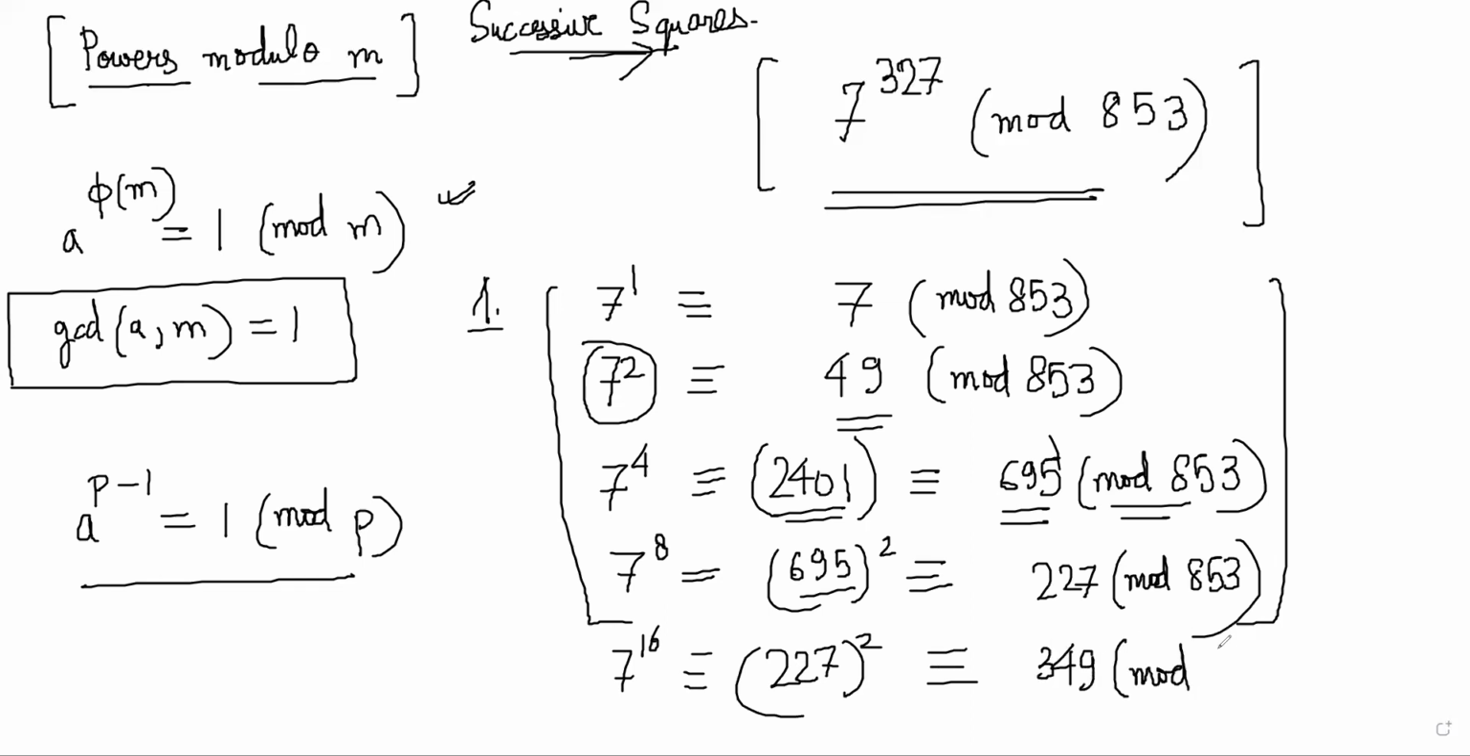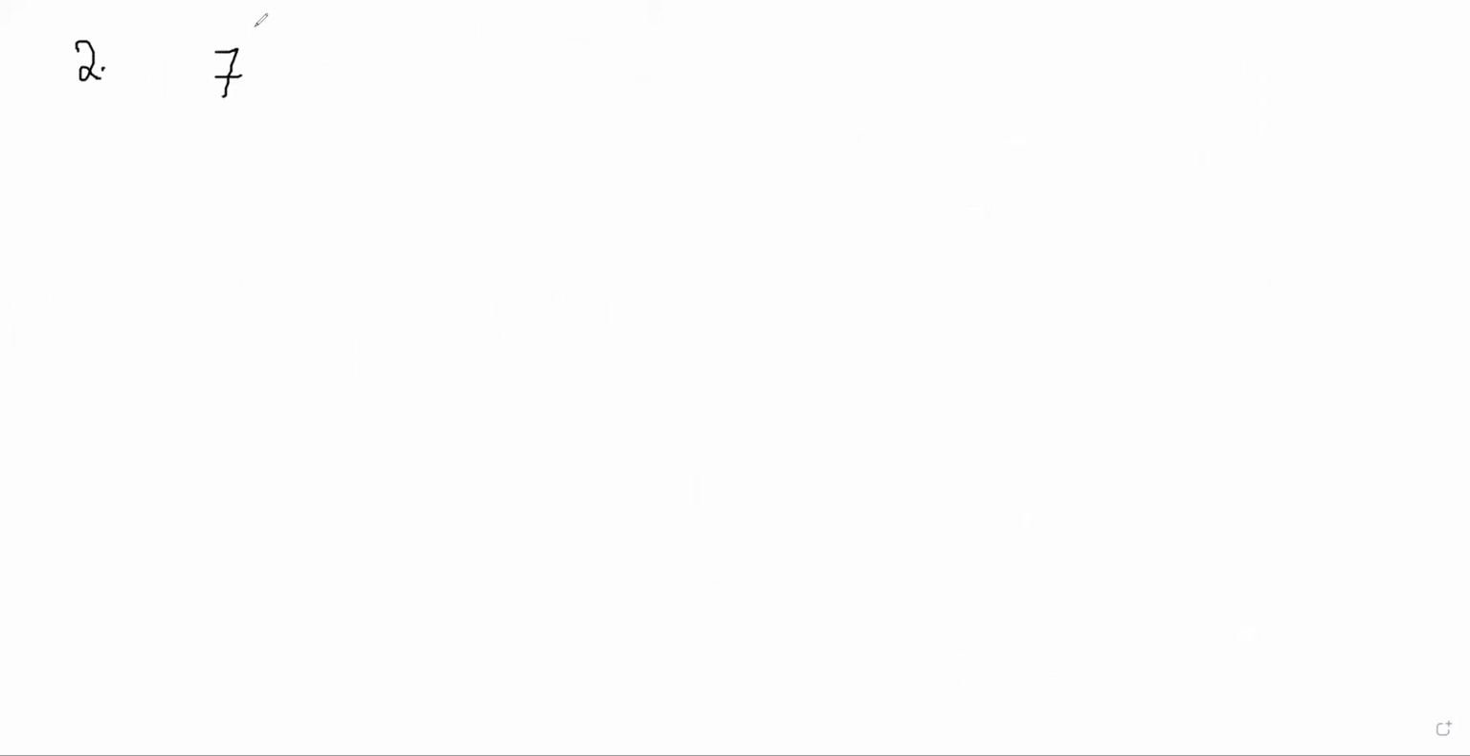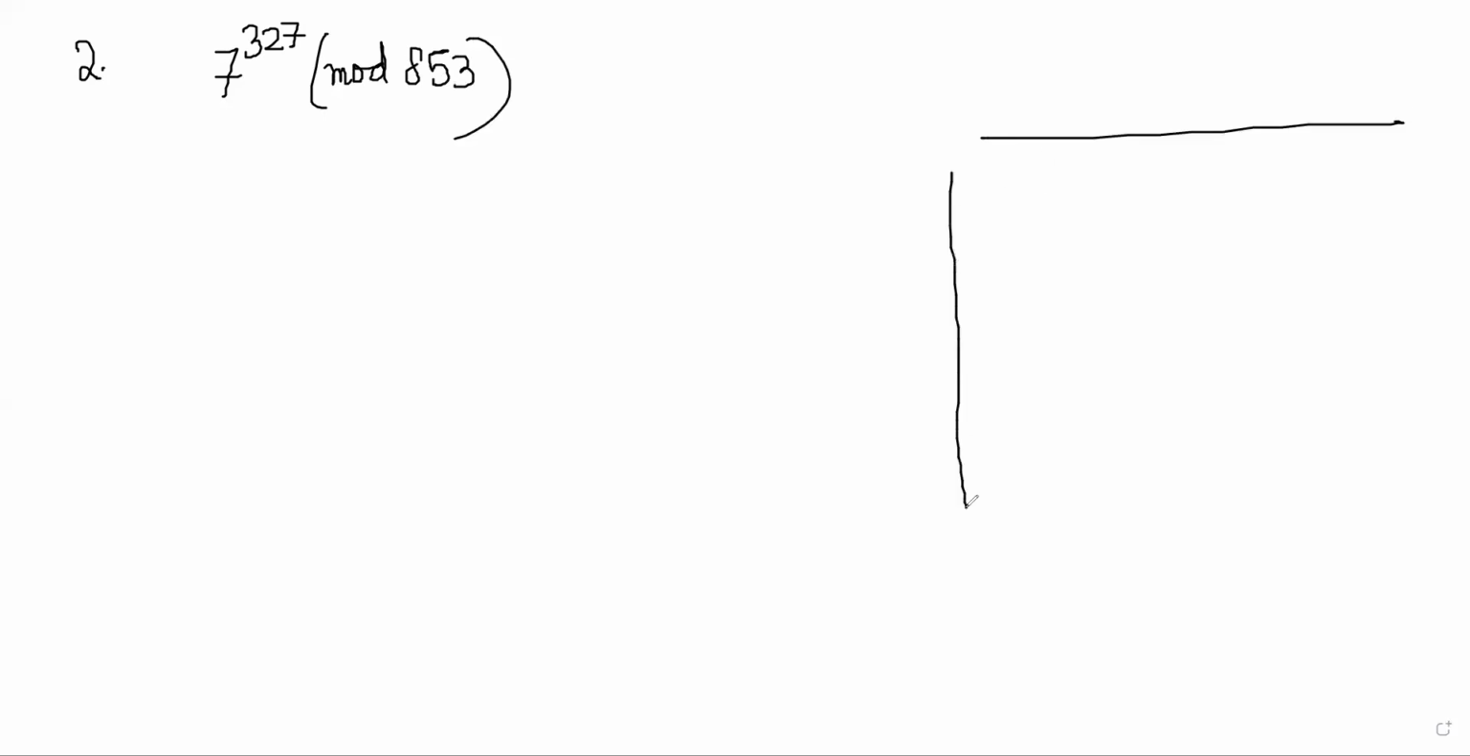So basically the process is simple. You take whatever power you are supposed to find, and you build up a table of its successive powers of 2 modulo whatever you have to find. That is the first step. Then the second step is very simple. Here it was 7 power 327, so you have to find 7 power 327 mod 853. You have already constructed your successive squares of 7 mod 853.